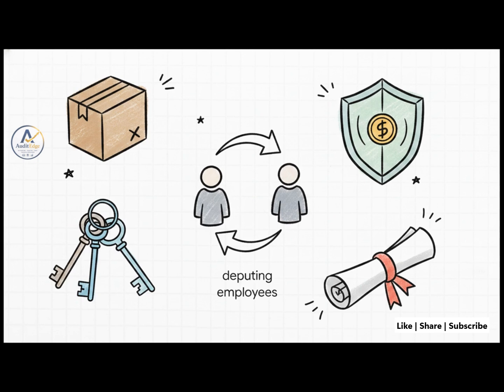It includes renting offices through leases. It includes providing a guarantee for a loan. It even includes something called executory contracts, which is honestly just a fancy way of saying an agreement where neither side has actually done the work yet. It also includes management contracts, like deputing employees from one company to another. Everything has to be shared.